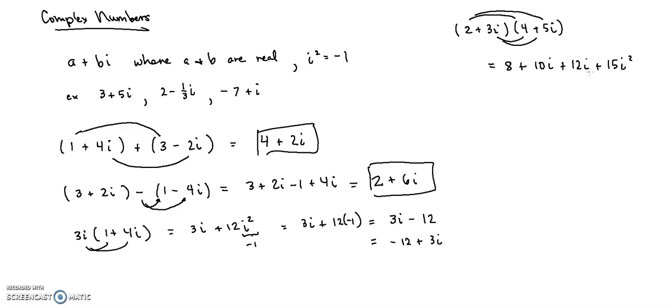Okay, so we FOIL that out just like if it was x's or a's or b's or anything. Now we can combine like terms just like we've always done. And we get 22i in the middle.